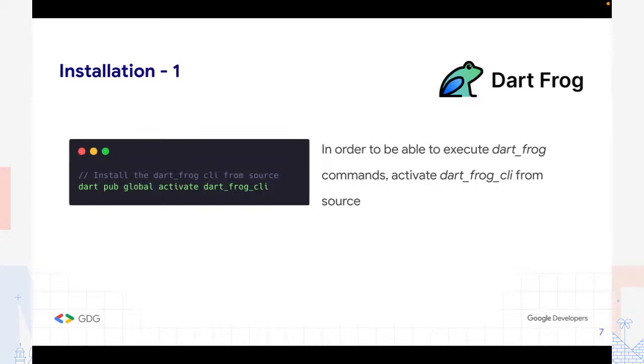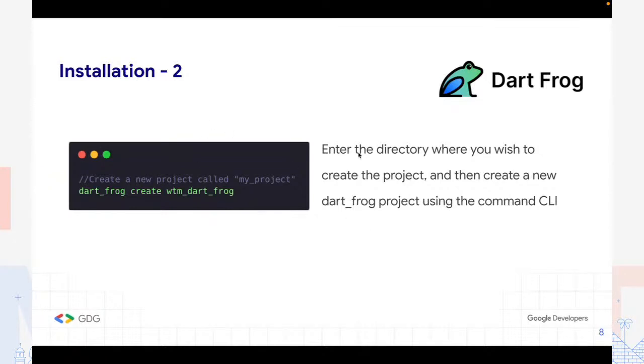First, in order to use the Dart Frog commands, we need to activate the Dart Frog CLI. CLI is command line interface. If you want to use Dart Frog in the command line interface, you need to activate it. So in order to be able to execute Dart Frog commands, activate the Dart Frog CLI from the terminal. This is the code for that: dart pub global activate dart_frog_cli.